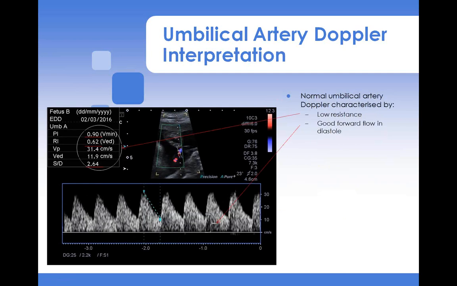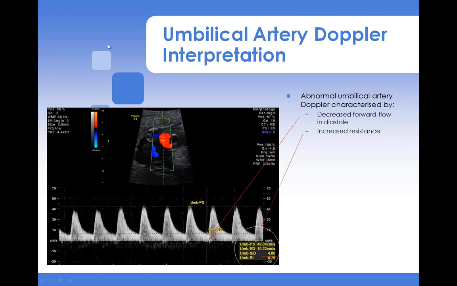Interpreting the umbilical artery Doppler: a normal Doppler is characterized by low resistance, showing good forward flow in diastole, and these resistive indices. These are just numbers, but there are reference charts which I'll show in a minute. For every gestational age, there is a tolerance, a normal range for all these numbers. So we have an abnormal umbilical artery Doppler. This one has increased resistance, where the forward flow in diastole has decreased, and the S/D ratio, RI and PI are high.